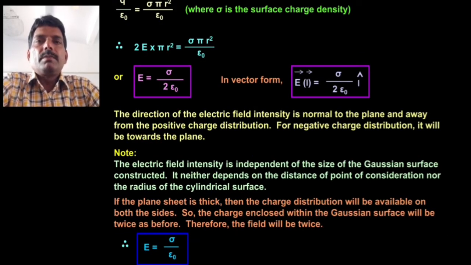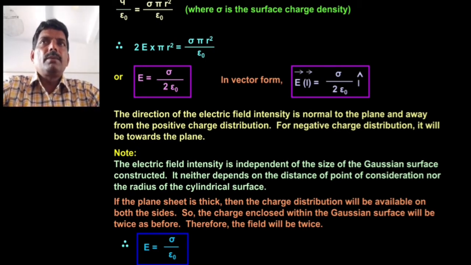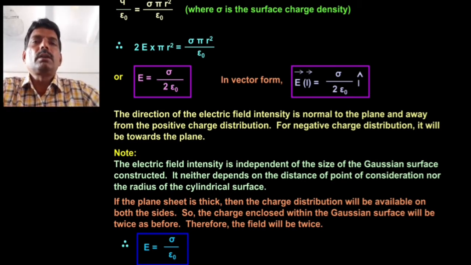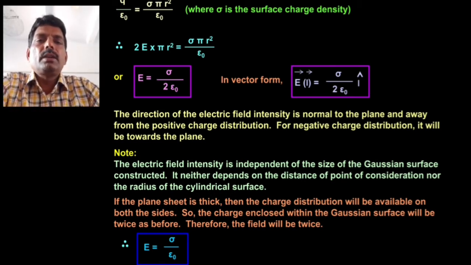Finally you got the equation E is equal to sigma upon 2 epsilon naught, which is independent of r. That is the equation for the thin sheet. For the thick sheet you got the relation E is equal to sigma upon epsilon naught.